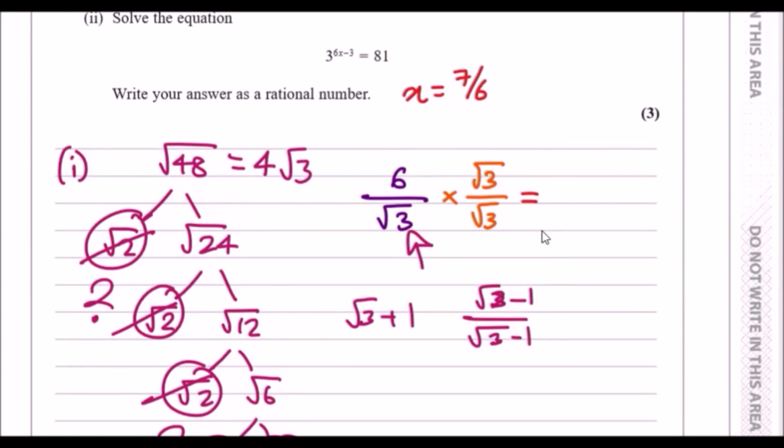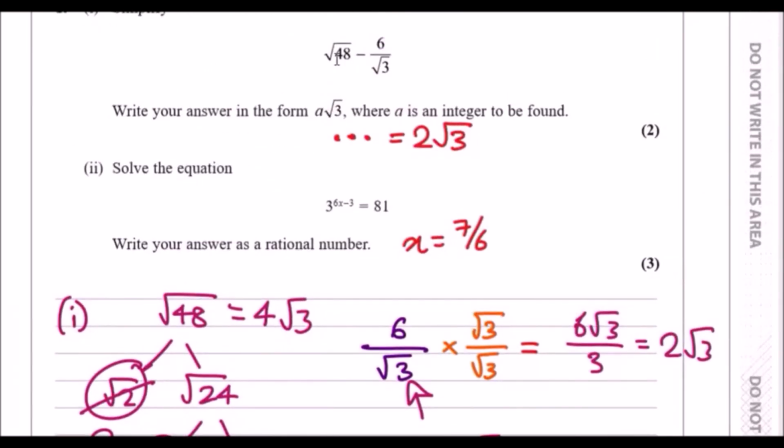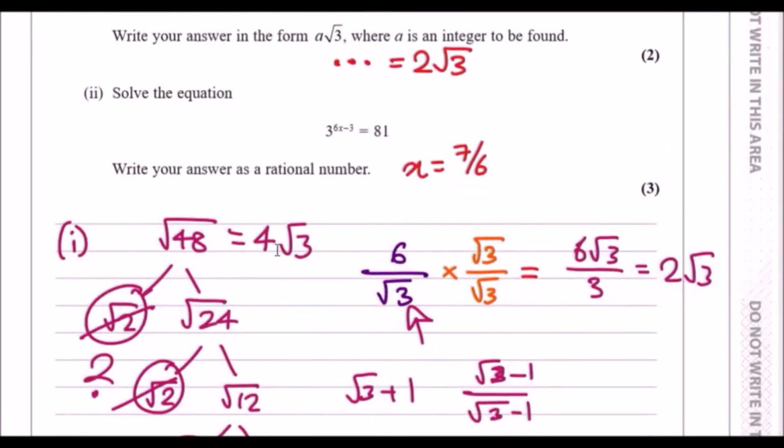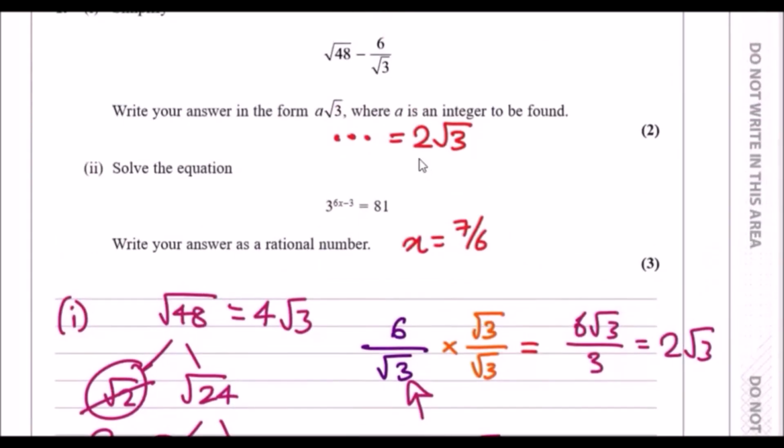Anyway, for this one, timesing up and down, 6 times root 3 will of course give us 6 root 3. And then root 3 times root 3, just like the previous one, will give us a whole 3. Because 2 of the similar surds give us a whole. And then cancelling this down, 6 over 3 is 2, so it's 2 root 3. And that's it. So the final answer is the first term minus the second term. So 4 root 3 minus 2 root 3 will give us 2 root 3 itself. Done. Now, let's look at part 2.